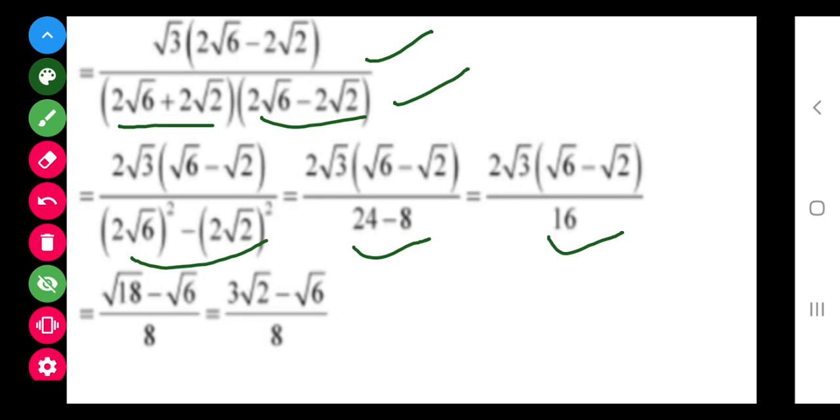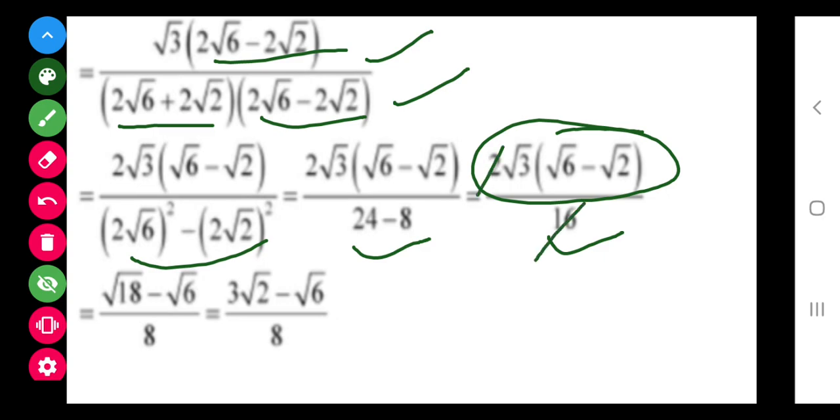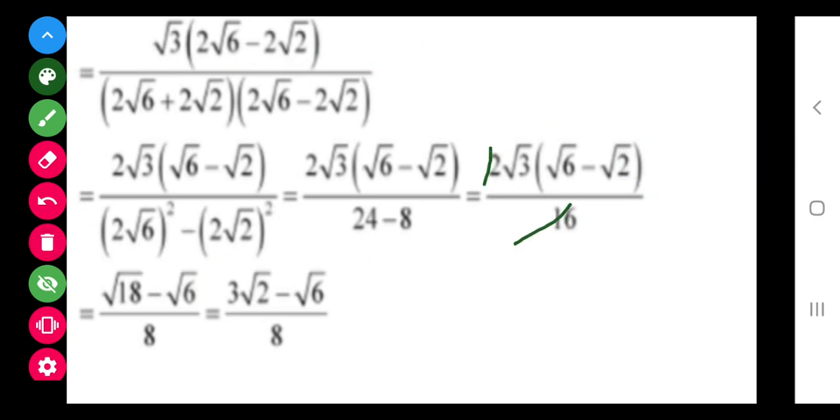And in the above, this is the answer. On taking 2 common, this is the answer. Now this 16 and this will be cancelled. We can solve it further. The answer is done. This is the answer. But for further solution, we can do like this. This can be cancelled, so it is 8.